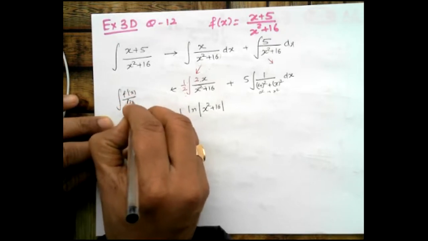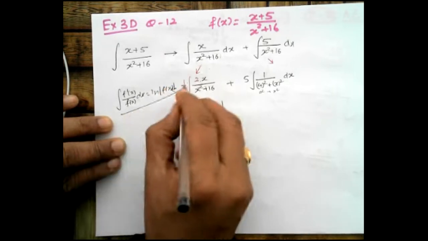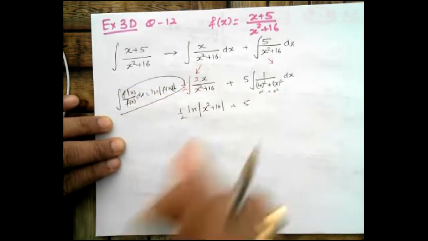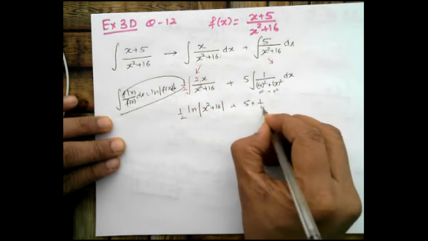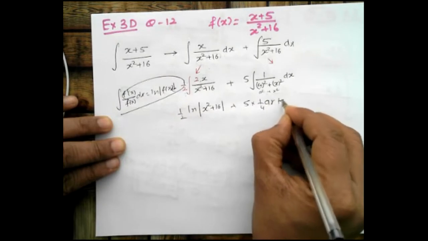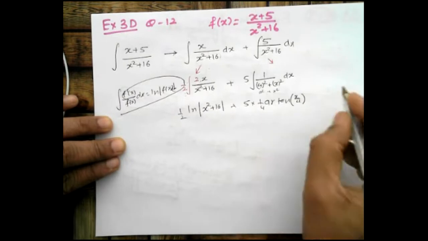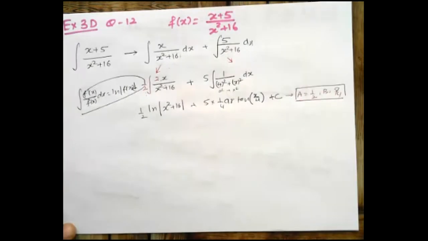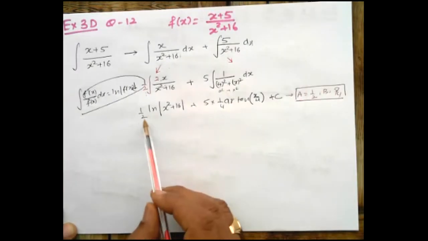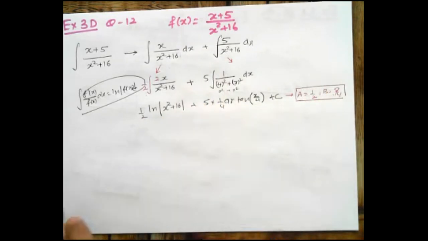This is the one, ln f(x). And this one would be the formula, so that is 1 over a, which is 5 times 1 over 4, arc tan of x over a, which is x over 4, and then plus c, of course. Now we see if it matches the answer they've given in the book. This is exactly in the form they wanted. So b is 5 over 4, and a is equal to half.